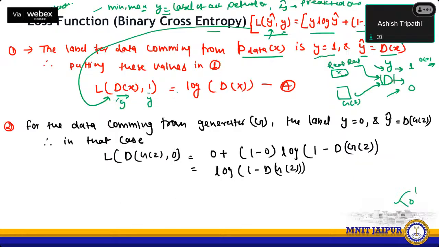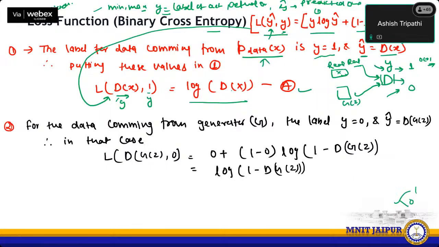Got it? On the right hand side, there are two terms: this is the first term and this is the second term. The second term will become 0 because 1 minus y is 1 minus 1, as y is the actual output, which is 1, as we already know. So the second term will become 0, and it will be equal to log of D of x. I have named this equation A. This is the loss for the data coming from the real sample.